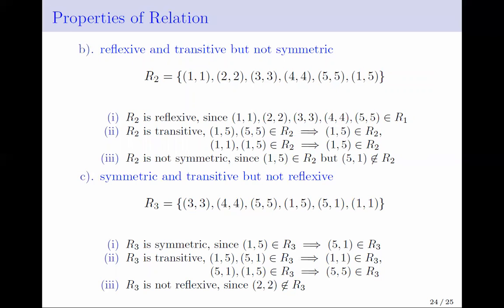Now symmetric and transitive but not reflexive. Not reflexive means in the set we cannot have (1,1), (2,2), (3,3). Here it is enough if any one is missing. Here we cannot have (2,2), but (3,3), (4,4), (5,5), (1,5), (5,5), (1,1) are there. Okay, it must be symmetric. Therefore I add (1,5). If (1,5) is there, (5,1) is also there. It is symmetric because (1,5) belongs to R3, and (5,1) also belongs to R3. Transitive: (1,5), (5,1), (1,1), (5,1), (1,5), (5,5). Not reflexive because (2,2) is not present there.